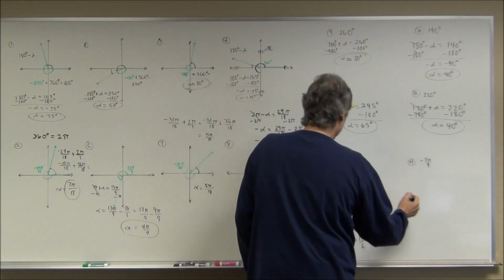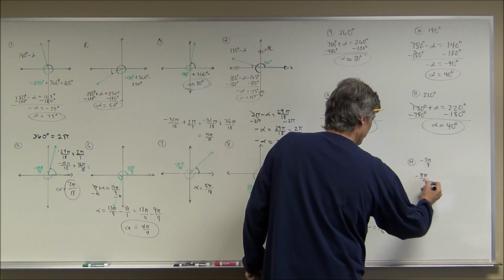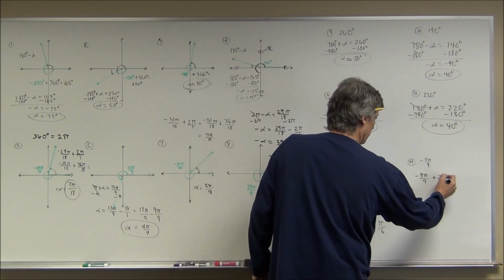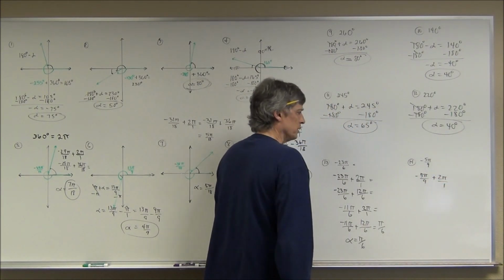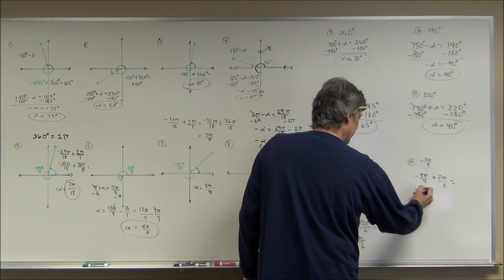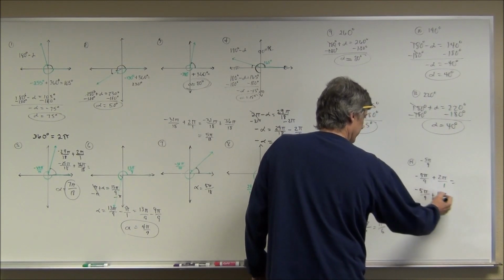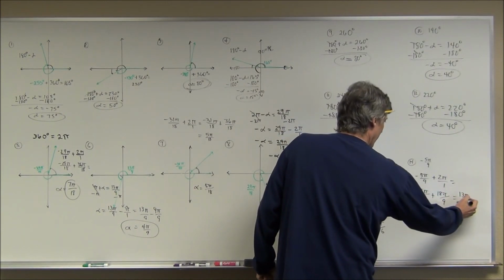This next guy here, it's negative. I'm going to add 2 pi to it like I did in the last example, hopefully just once. Looks like just once. My common denominator is 9, so I'm going to multiply top and bottom by 9. And then I'm going to combine and I get 13 pi over 9.